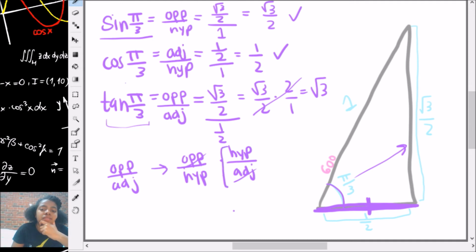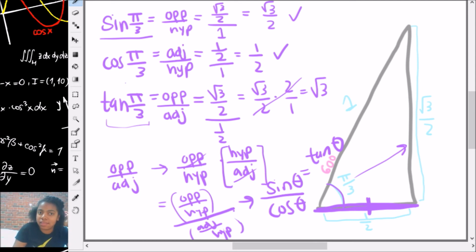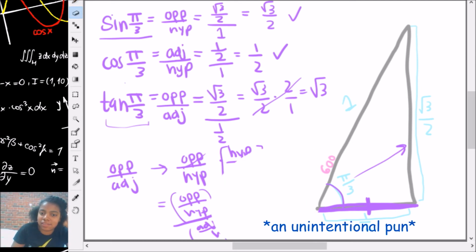But what is this? This is also equal to the opposite over the hypotenuse divided by the adjacent over the hypotenuse. And what are these two? It's the sine divided by the cosine. Crazy stuff. So any sine of theta divided by the cosine of theta is the tangent of theta. Whoa, math, wild. Okay, that's just a little tangent.